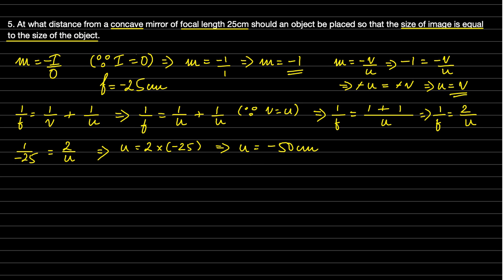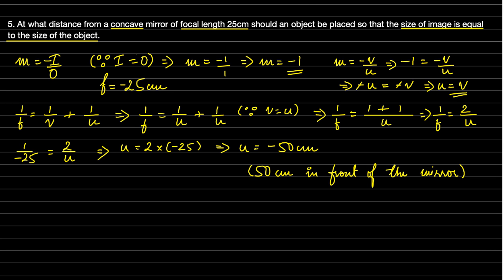So we can write the object is placed 50 centimeter in front of the mirror. So we can write this actually here. So we have got the object distance to be 50 centimeter in front of the mirror.